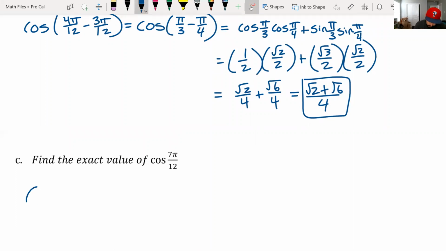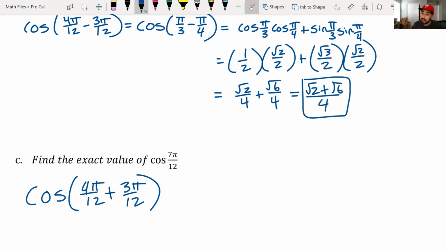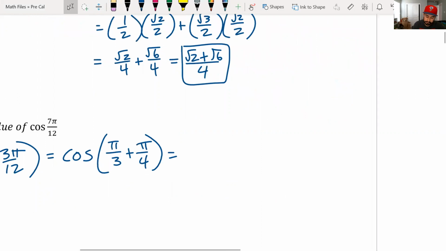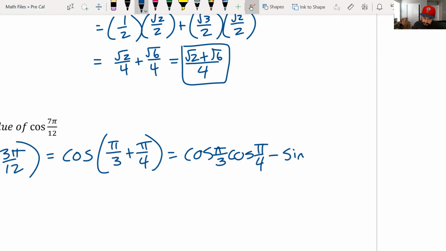cosine of 4 pi over 12 plus 3 pi over 12. That makes 7 pi over 12, which means reduce the angles, and you get pi over 3 plus pi over 4. Now use the sum formula for cosine, and you get cosine pi over 3 cosine pi over 4 minus sine pi over 3 sine pi over 4.